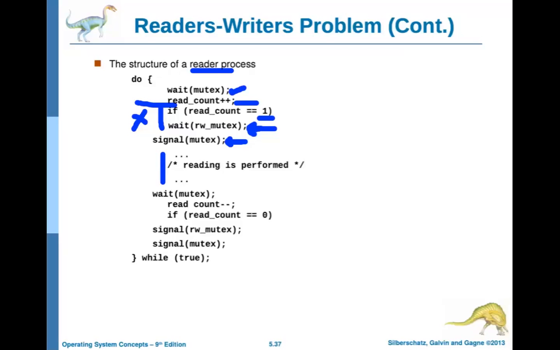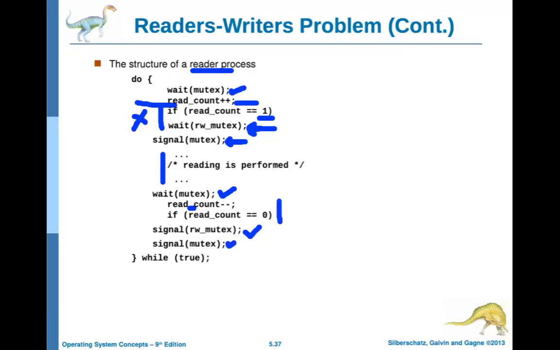Okay, once you finish reading, I want to decrement this read count. In order to decrement this, I'll acquire the lock on read count, wait mutex, and signal mutex. So this will be the critical section. For this critical section, we'll decrement the count, and if this read count is equal to 0.